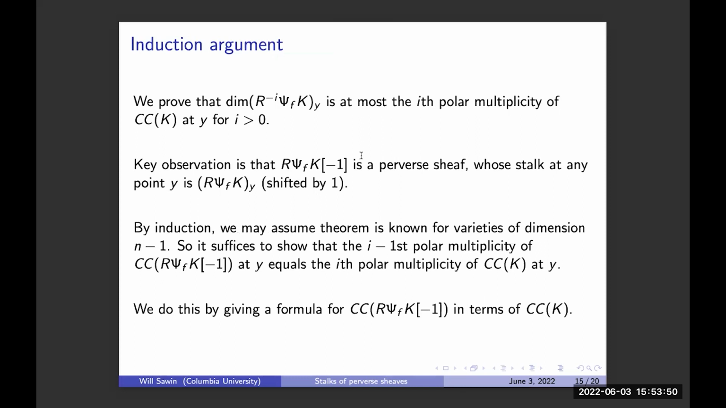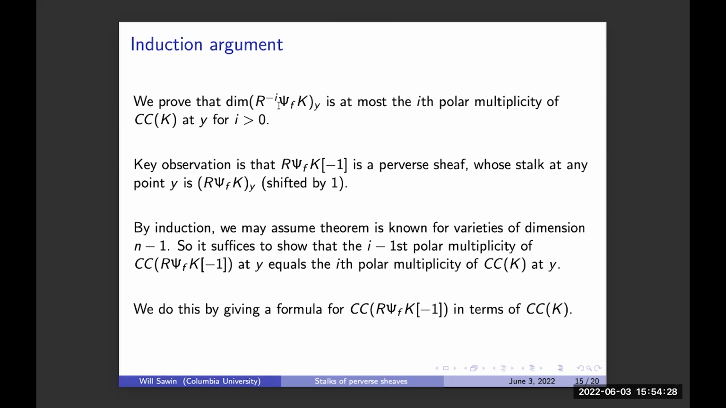So here we really want to take advantage of the fact that the nearby cycles is a perverse sheaf up to a shift by 1. So I wrote that in a somewhat strange way. And we're going to use an argument by induction because the nearby cycles is a perverse sheaf on the fiber of f containing Y. So it's on some hypersurface in the variety X, which is 1 dimension lower. And so we're going to make an induction hypothesis that it's true in dimension n-1.